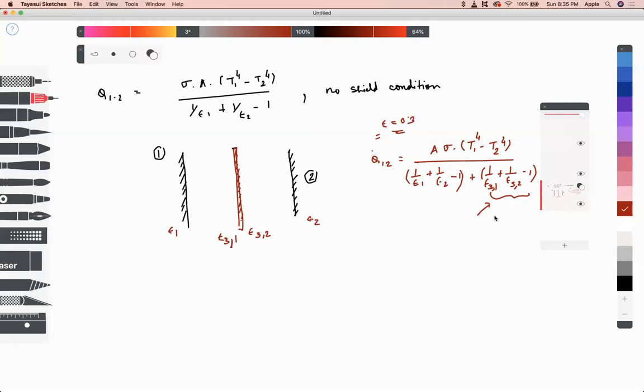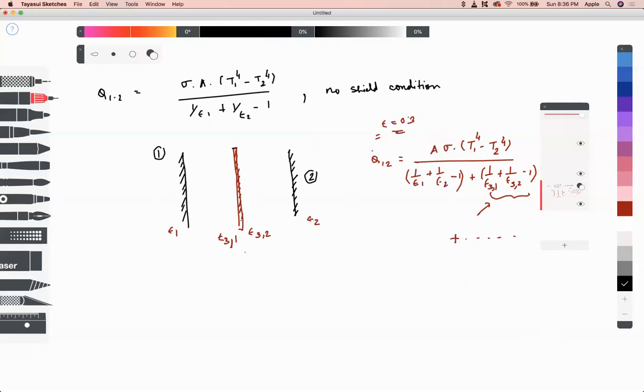That means if I put a shield, the value of q1 to 2 tends to decrease. Now this is with respect to one shield. If you increase the number of shields, then there will be subsequently more terms coming in the denominator, whereas the numerator remains unchanged. In that case, we can say that as we increase the number of shields, the amount of radiation going from one surface to another will tend to decrease.